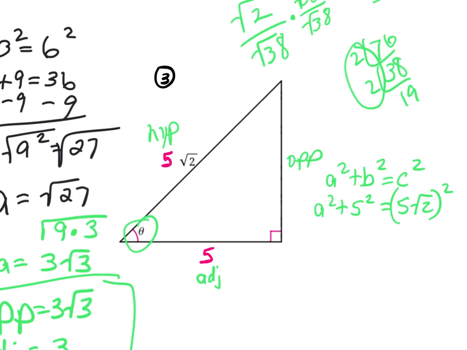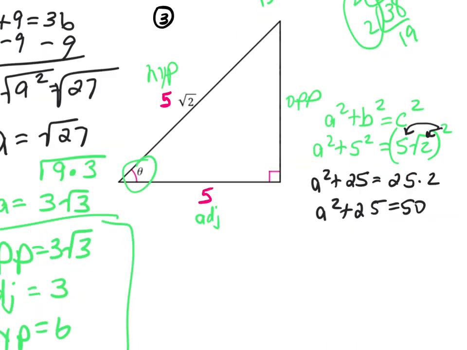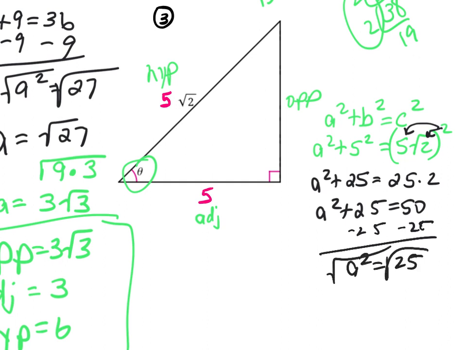All right. Now the reason I wanted to do this example is because this 2 goes to both the 5 and the radical. So you have a squared plus 25 equals 25 times 2. A squared plus 25 equals 50. Subtract 25 from both sides. So a squared equals 25. So a in this case is 5, sorry. A equals 5. So this opposite side is 5.